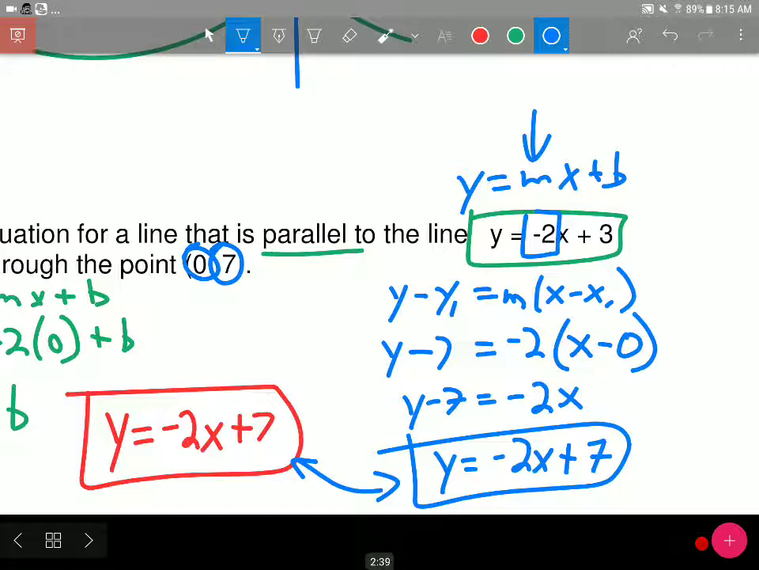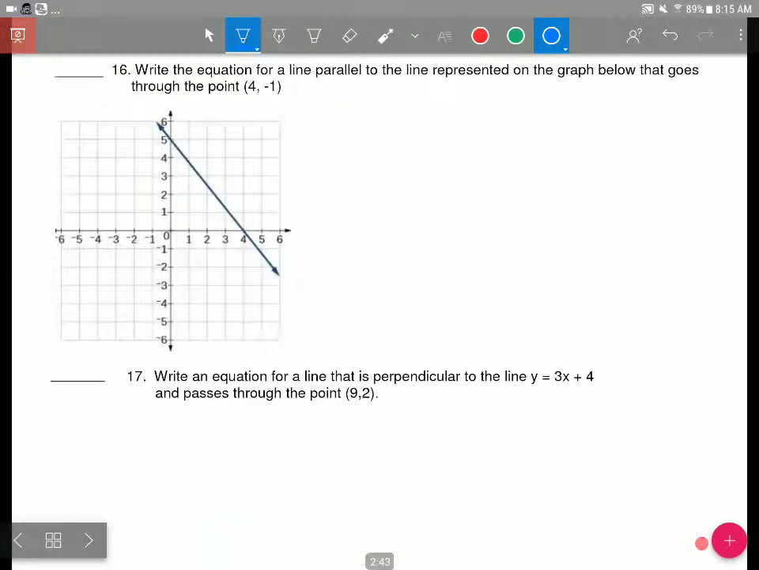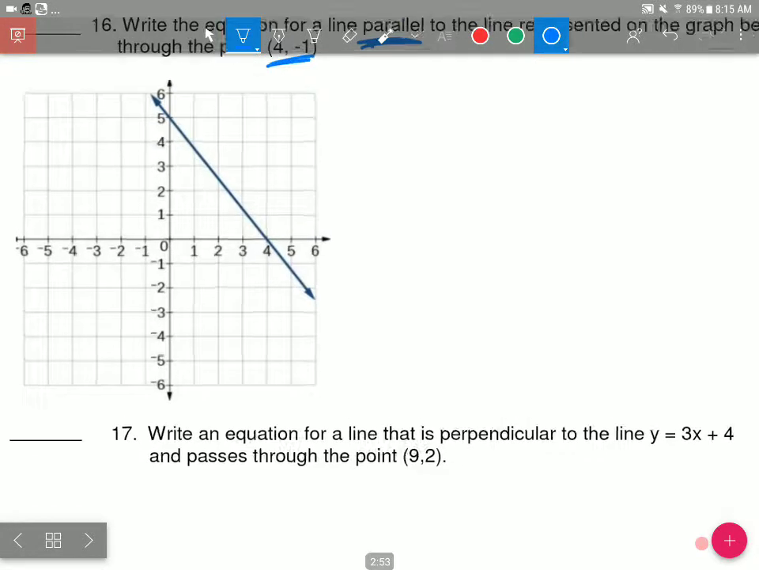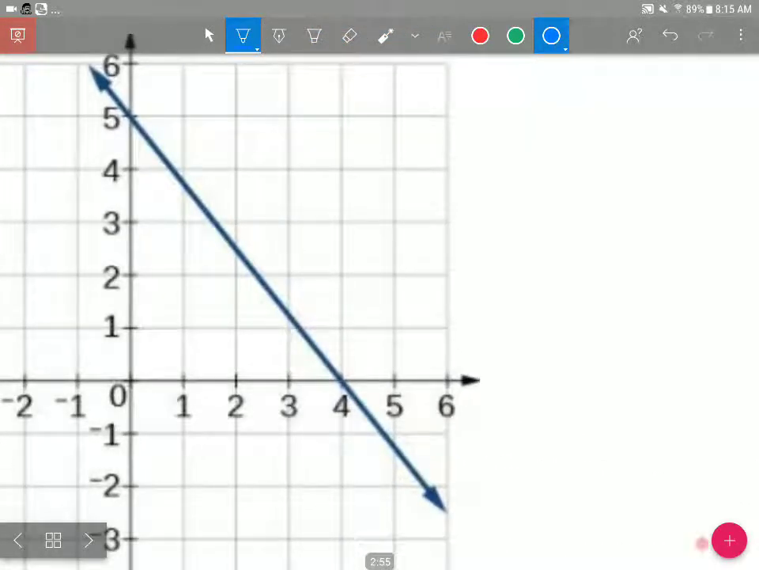Cool. Numbers 16 and 17 are the same type deal. I'm going to do it for both of them. Write a line that is parallel to the line represented in the graph below that goes through point (4, negative 1). So if I want parallel, I want the same slope. So find 2 points on the line, which it is very tempting to use that as a point, but it's not quite right. So I've got 4 and 5. So to go from one to the other, I'll go up 5.